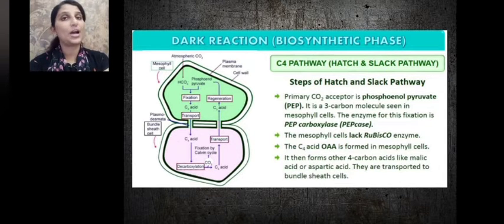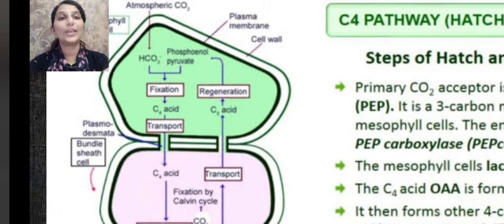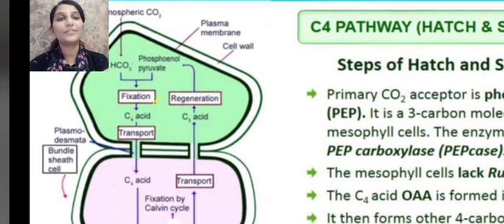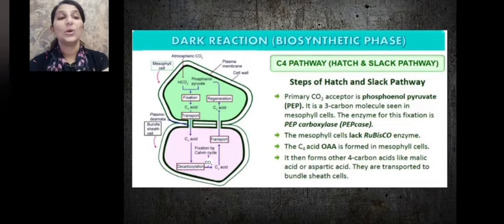So in the presence of this enzyme PEP carboxylase, PEP receives one carbon dioxide molecule and converts to a 4 carbon atom molecule. And this first stable compound is oxaloacetic acid, and this is formed in the mesophyll cells. We can see this is the phosphoenol pyruvate, and it gets fixed to form the first stable compound, which is a C4 acid, which is nothing but oxaloacetic acid.